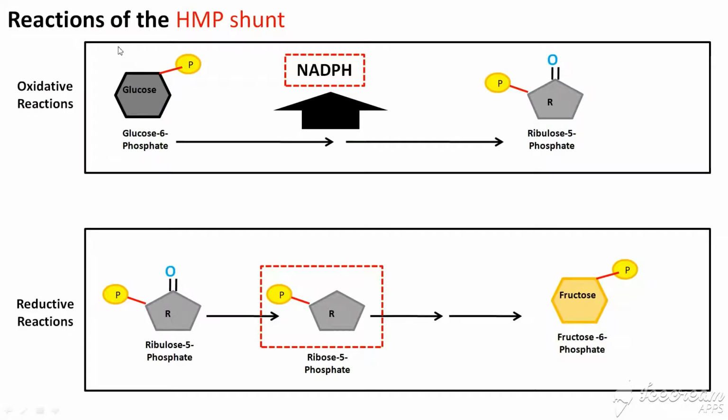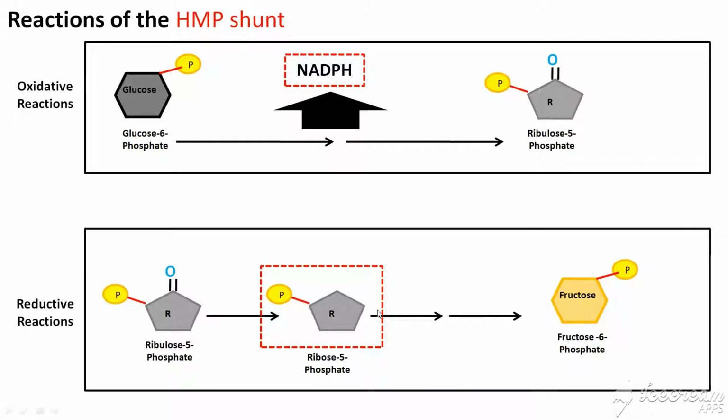Okay, so the HMP reactions can be divided into two groups, the oxidative reactions and the reductive reactions. Now, in the oxidative reactions, we're going to start with the glucose 6-phosphate molecule, and we're going to convert it all the way to ribulose 5-phosphate. Now, this is a series of enzymatic reactions, and in the process, we're going to produce NADPH that could be used by the cell. The reductive reactions happen after the oxidative reactions, and we're going to pick up ribulose 5-phosphate, and we're going to convert it all the way into fructose 6-phosphate.